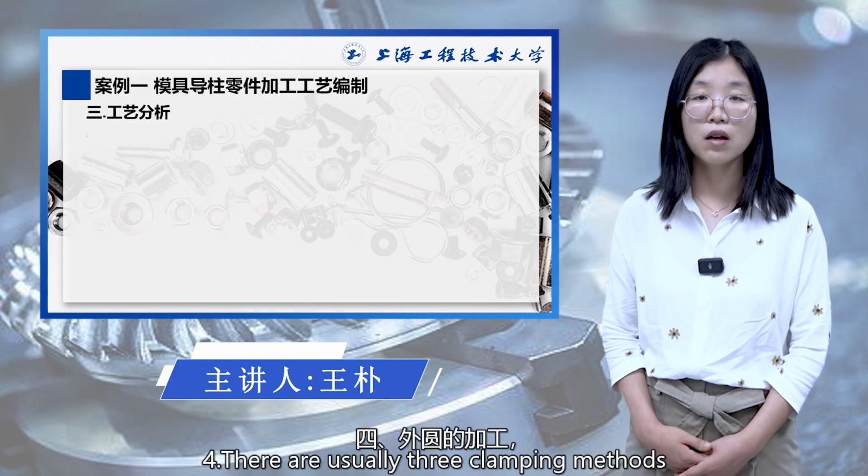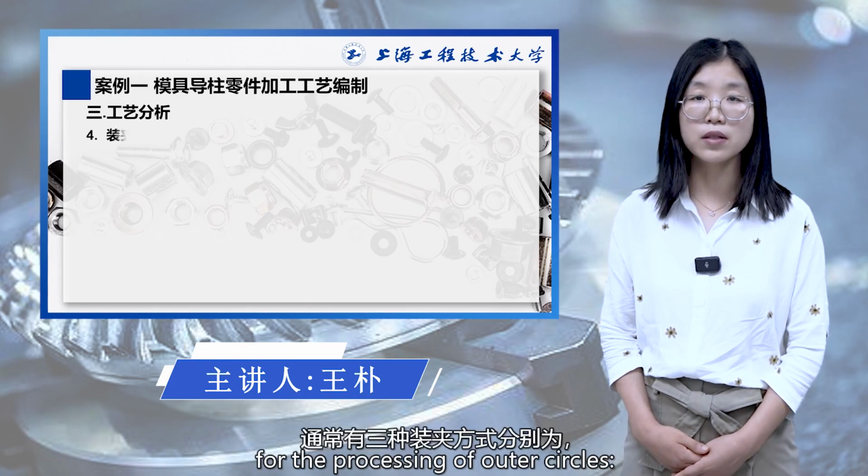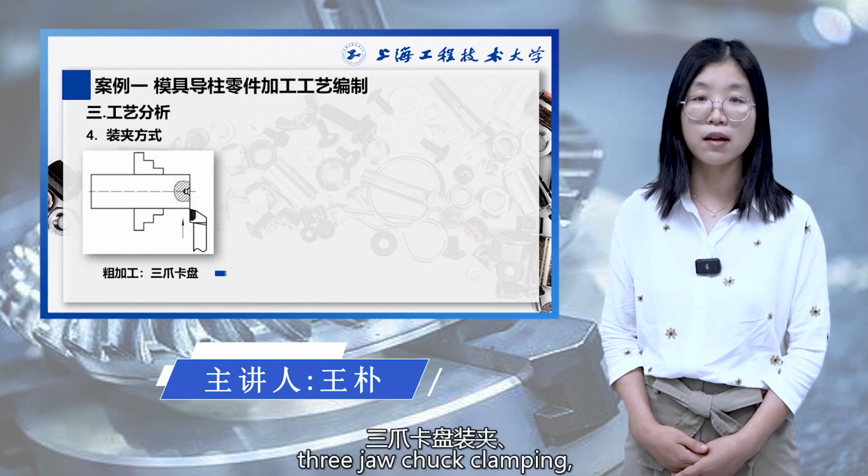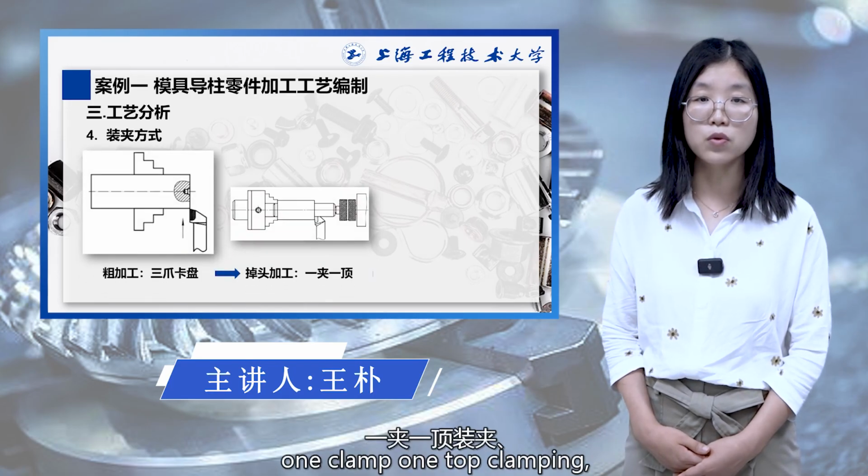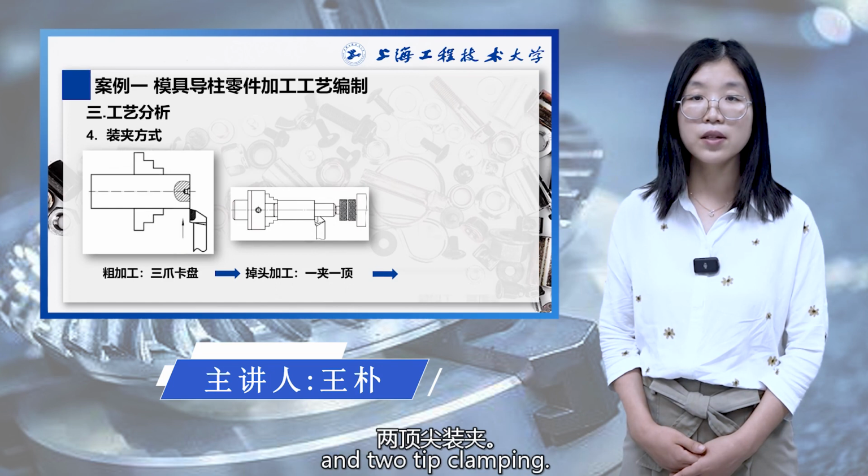Fourth, there are usually 3 clamping methods for the processing of outer circles: 3-jaw chuck clamping, 1 clamp 1 top clamping, and 2 tip clamping.